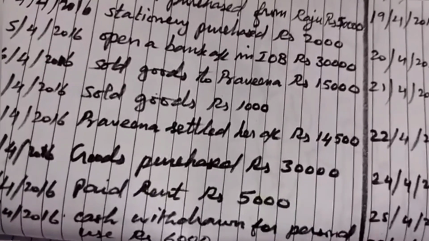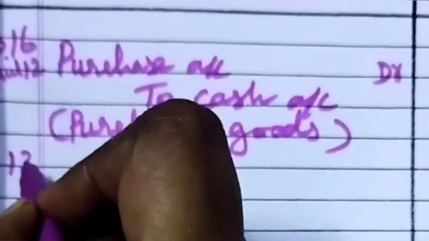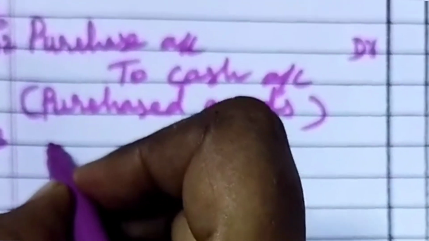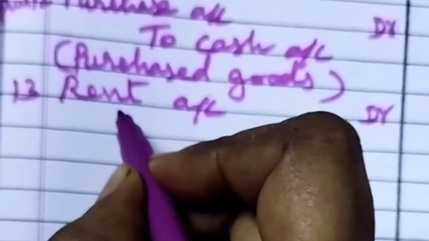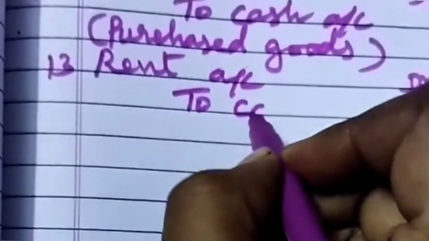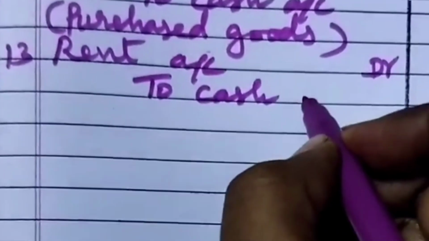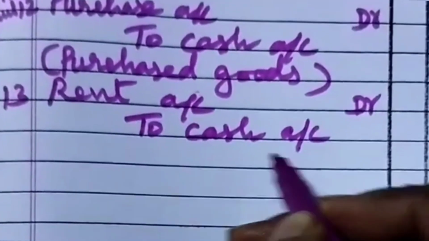Now we can prepare the journal. What is the date? 13. So rent account debtor, because it's a nominal account. So this rent is a expense, so we are debiting. Then to cash, because we are paying money to somebody else. So cash is going out. As per real account, credit what goes out.